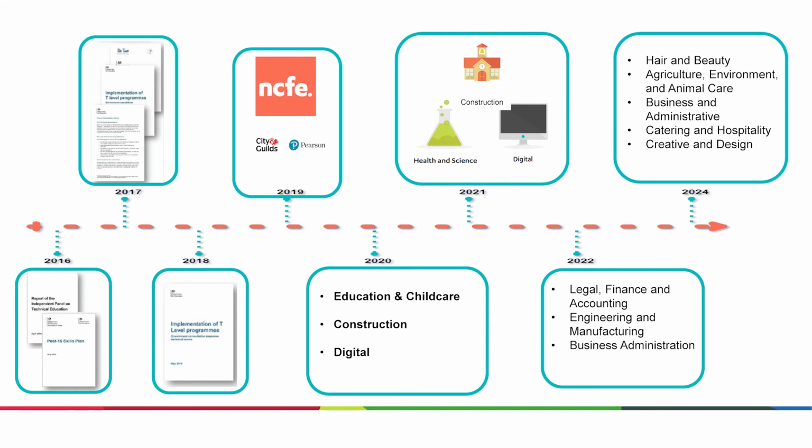The government accepted the recommendations of the panel and published the Post-16 Skills Plan in 2016, which committed to deliver the first T-levels to be available for first teaching in September 2020. In 2017, Parliament passed the Technical and Further Education Act 2017, creating the Institute for Apprenticeships and Technical Education, now referred to as IFATE. In the same year, the DFE launched the T-level consultation and the T-level action plan.